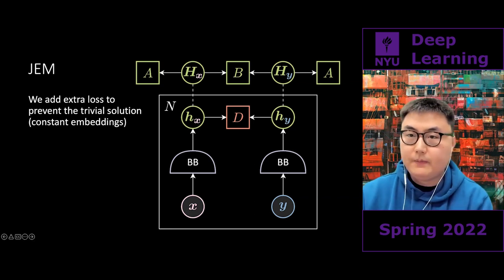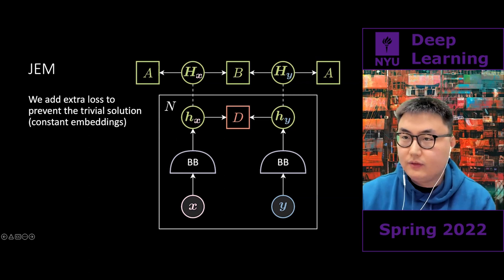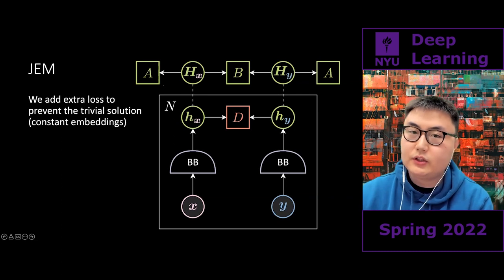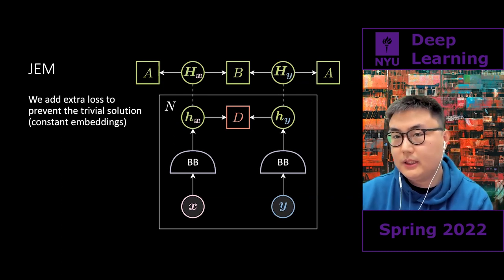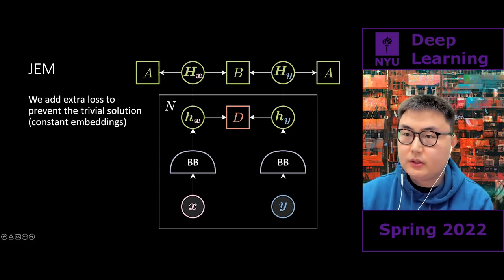So what is this plate notation with this capital N? Capital N means you get N of the same thing, but with a different x and different y. Okay, so inside the plate we're going to have the energy, is it? And then outside those green boxes is the loss function. Okay. Yeah.